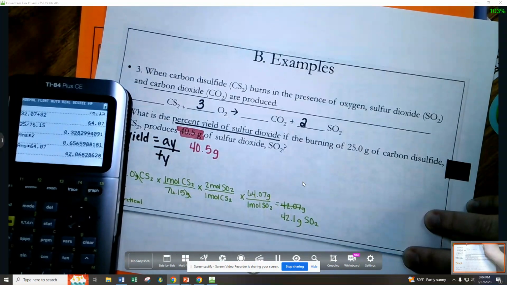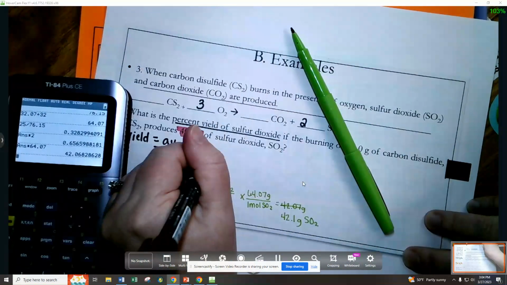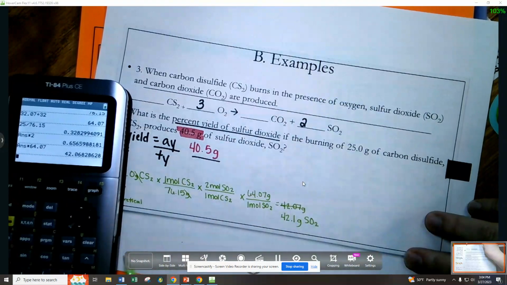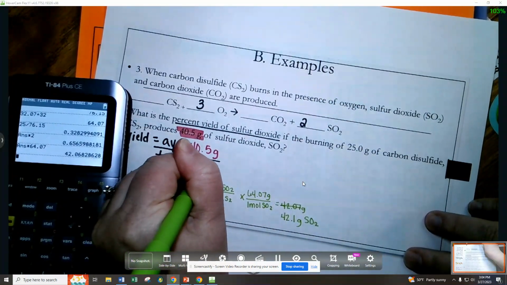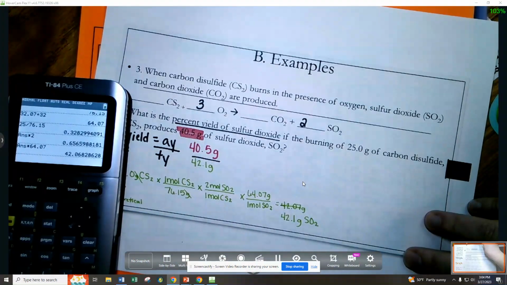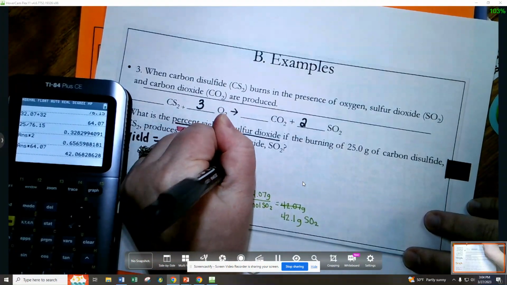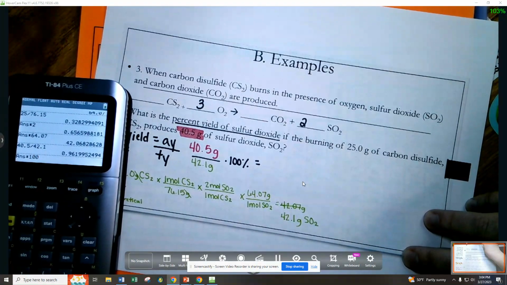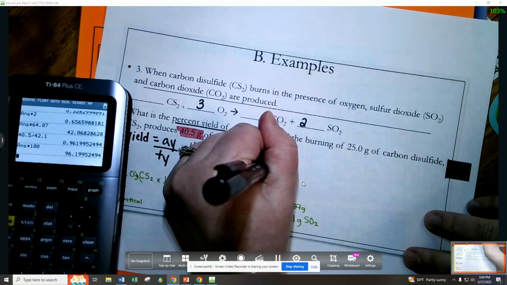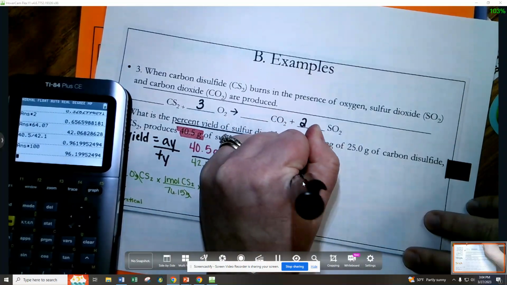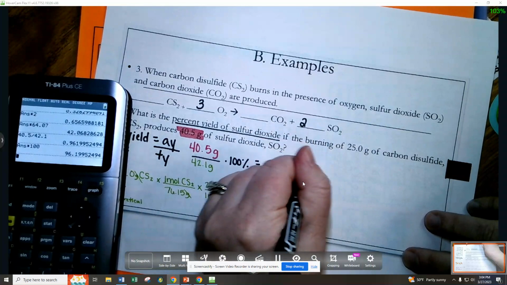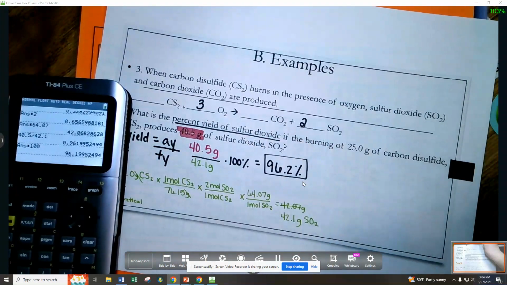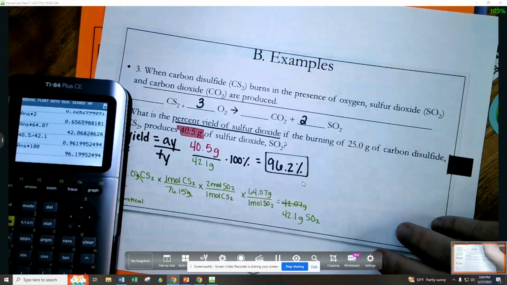So my denominator here, again, should be greater or equal to my actual yield. So 42.1 grams is my denominator, and we just got to multiply by 100. So by taking 40.5 divided by 42.1 times by 100, we get 96.2% yield. Okay. So again, the thing that gets tricky is which do you use for your actual and what do you use for your theoretical.